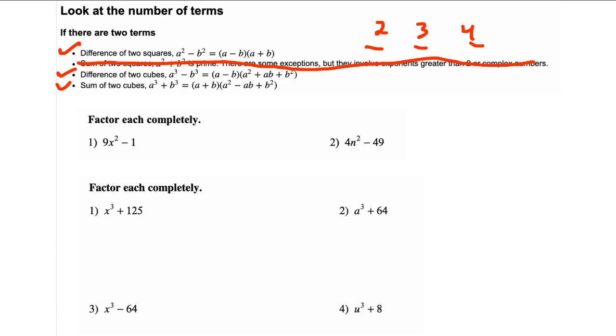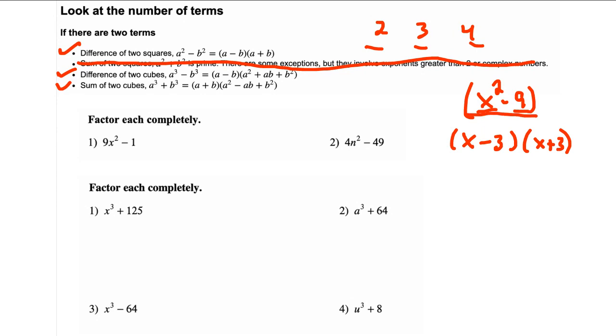So a very simplistic problem for the difference of 2 squares, if I gave you something like x squared minus 9, this is the difference of 2 squares. It will always factor to the square root of the first term. Well, the square root of x squared is just x, and the square root of the second term, the square root of 9, is 3. So this would be x minus 3, x plus 3. That is how the difference of 2 squares factors.